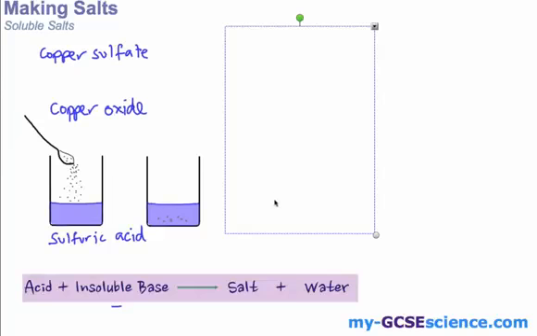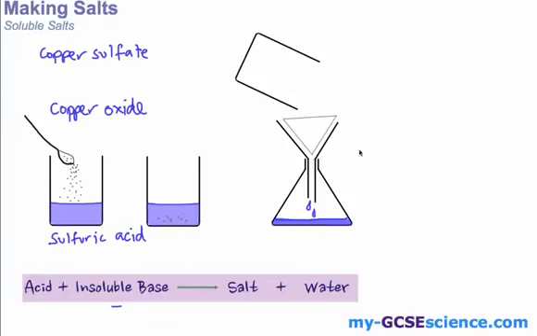The next step is to filter our solution. So we filter it through some filter paper, and what we'll see is the copper oxide will be left in the filter paper and the copper sulfate solution will go through into our flask.